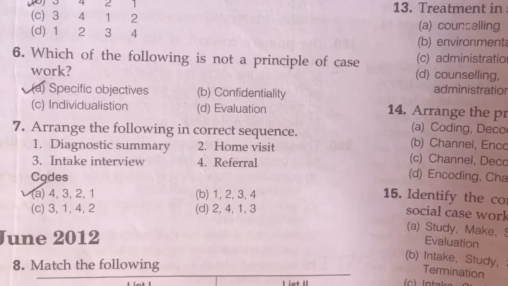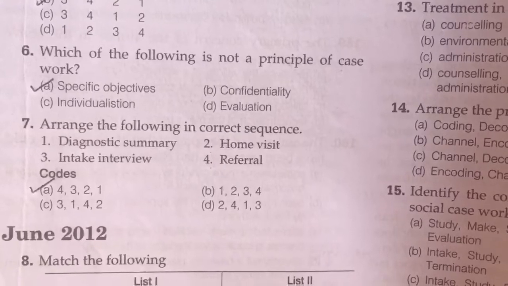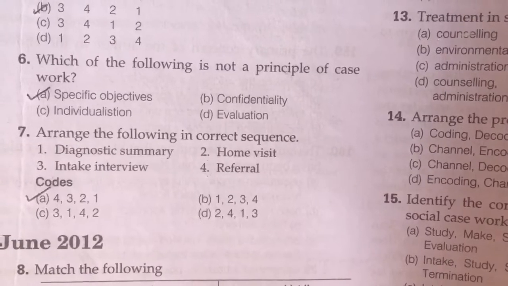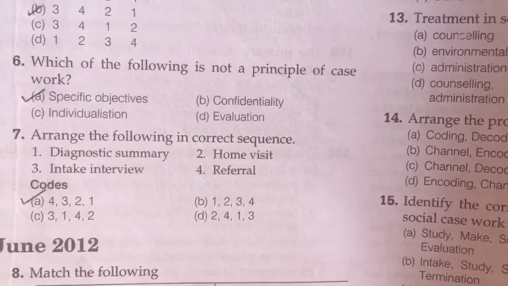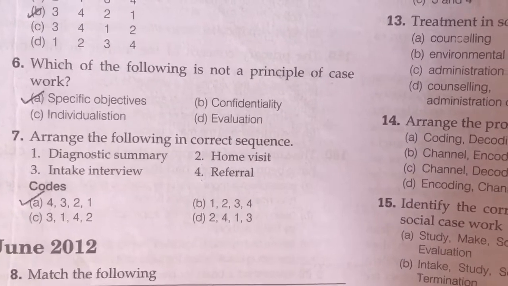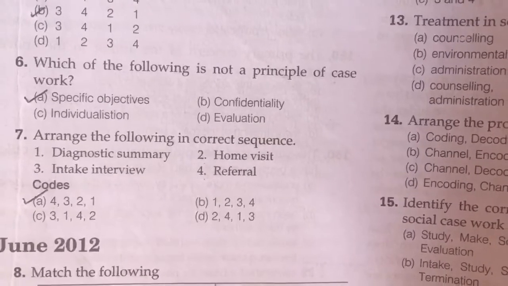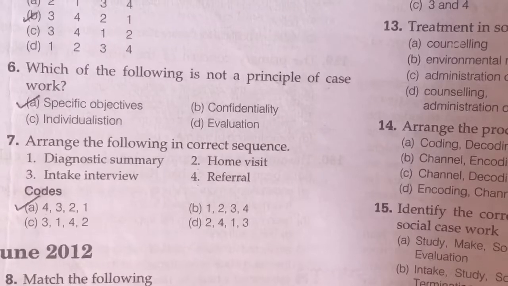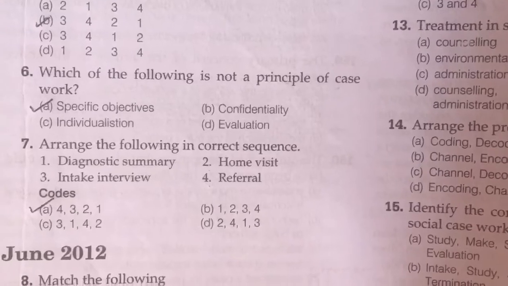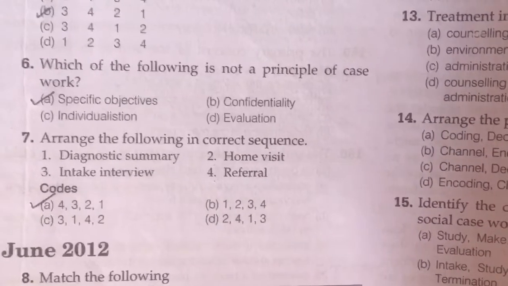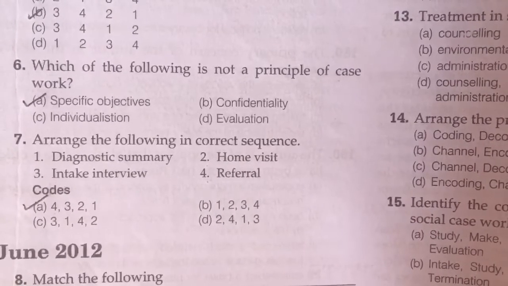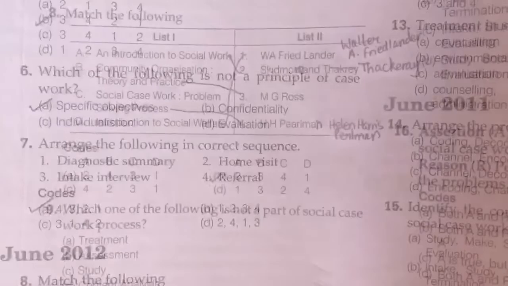Now since there is an option of home visit, so obviously that process of diagnostic summary will be done in home. So that's why we'll first put home visit and then diagnostic summary. Now if home visit option would not have been there, then you could have straight gone to diagnostic summary after intake interview. It can also take place in the organization itself, of course in a confidential manner in a separate room, but this is what the sequence looks like. So the correct option will be A, 4321, that is referral, intake interview, home visit, and then diagnostic summary.